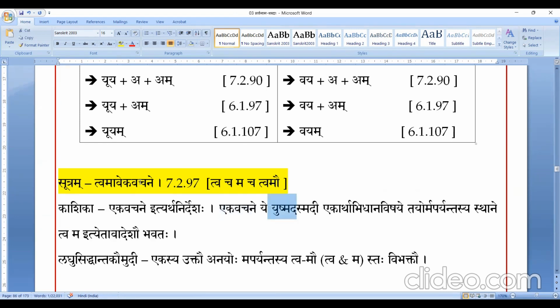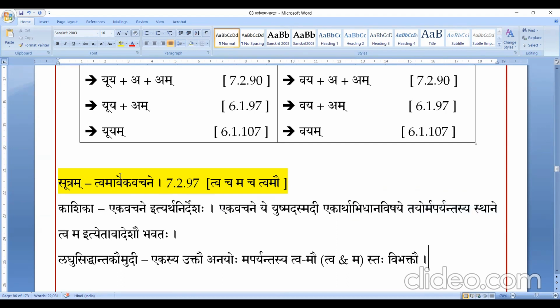Yushmadasmadi. Yushmadasmadi is jagat jagati napumsakalinga. That's why yushmadasmadi. Ekartha abhidhana vishaye. Then there is ekartha abhidhanam. That denotes one unit, single unit. Tayoho ma paryantasya sthane tva ma iti edo adesho bhavataha.